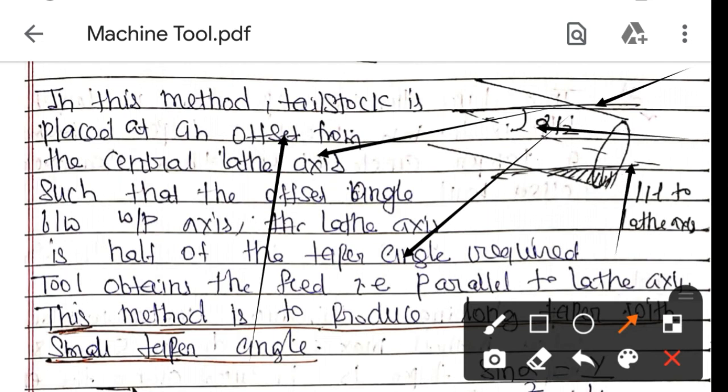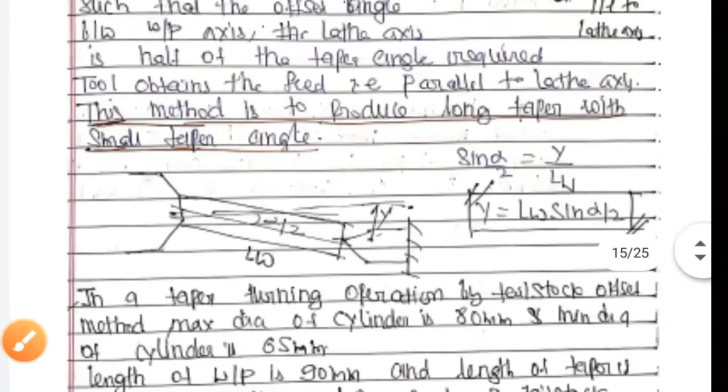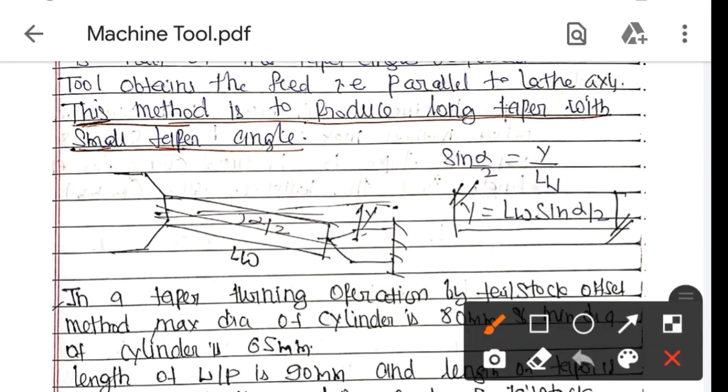alpha by 2. Okay, so here is one important point, I have already highlighted it in my notes, so you also remember this point. This method is used to produce a long taper with a small taper angle. So remember that the tailstock offset method is to produce a long taper with a small taper angle.